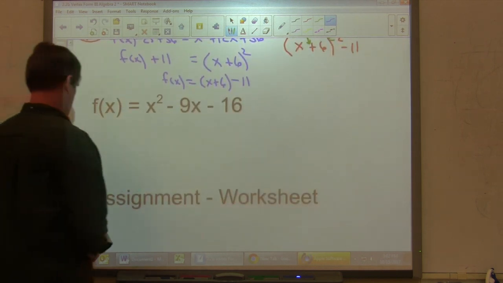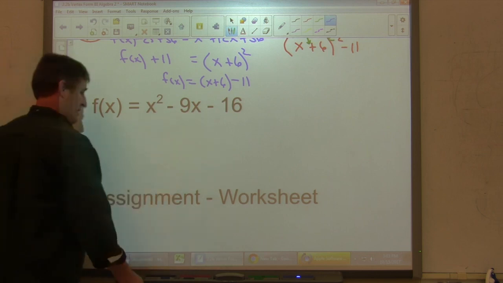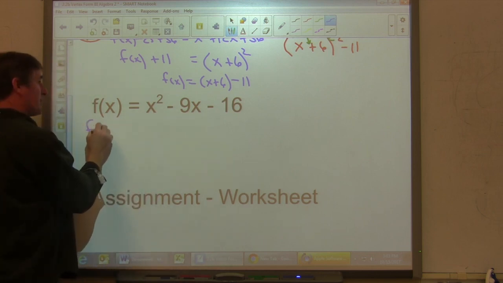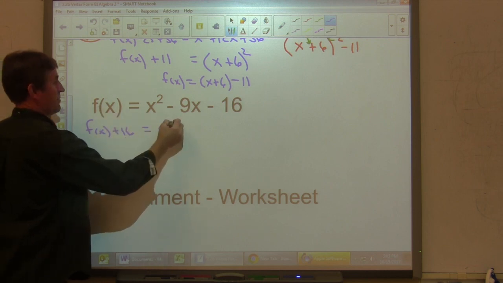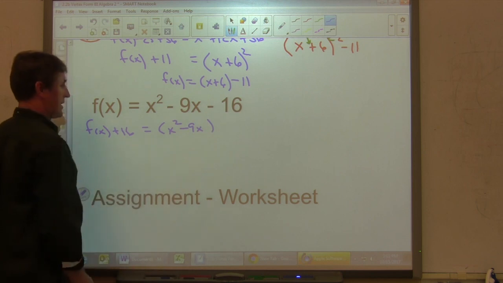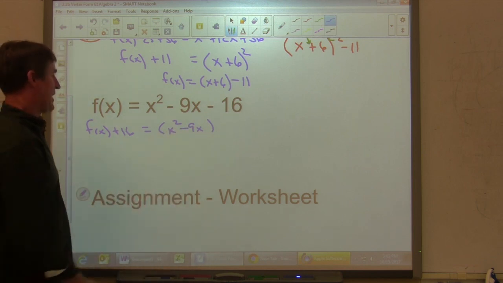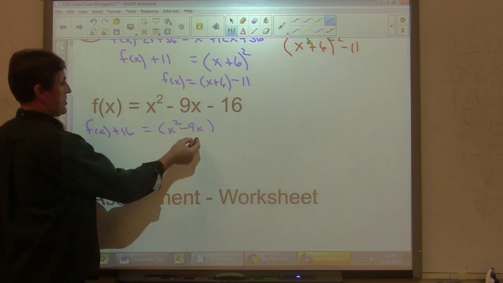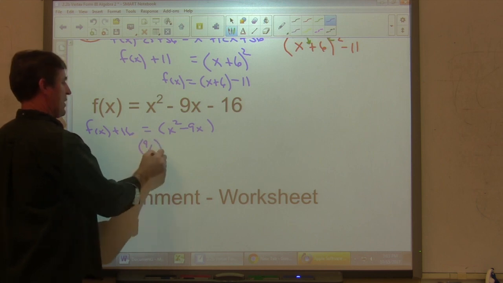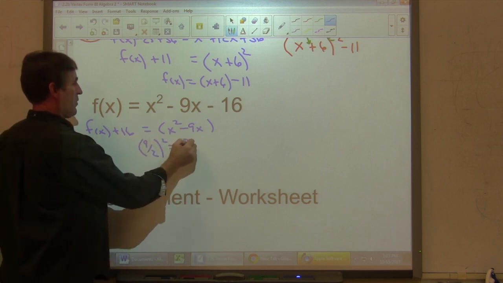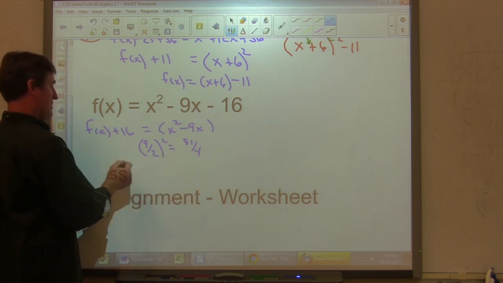So let's take a look at one more. So again, I'll do it both ways. Move the 16 to the left. Take half of 9. Now, again, you can do this as a decimal or as a fraction. I'm just going to do it as a fraction. So half of 9 would be 9 halves. And then I square 9 halves, and so that would be 81 fourths. And so I have to add 81 fourths to both sides.